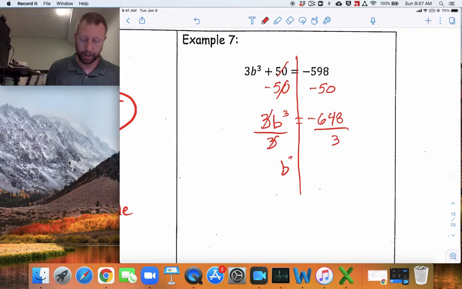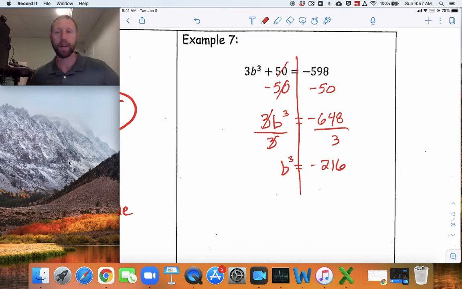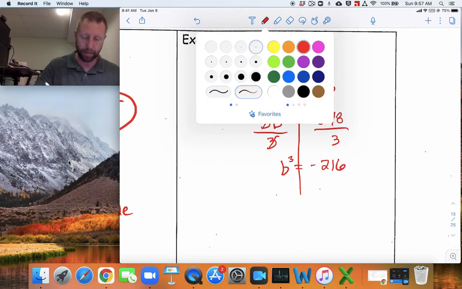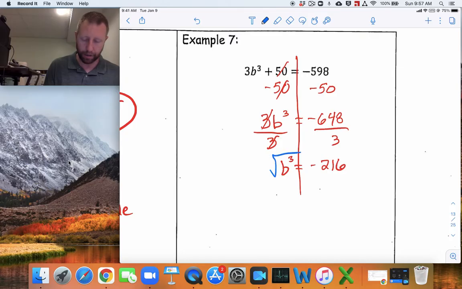We get b cubed is equal to negative 216. Now, the opposite of cubing a number, I know, is to take the cube root of that number. So I'm going to change my colors here. I'm going to take the cube root of both sides. And this time, it is okay to have the negative underneath the cube root symbol, right? The cubed and the cube root symbol on the left cancel each other out. We're left with just b.